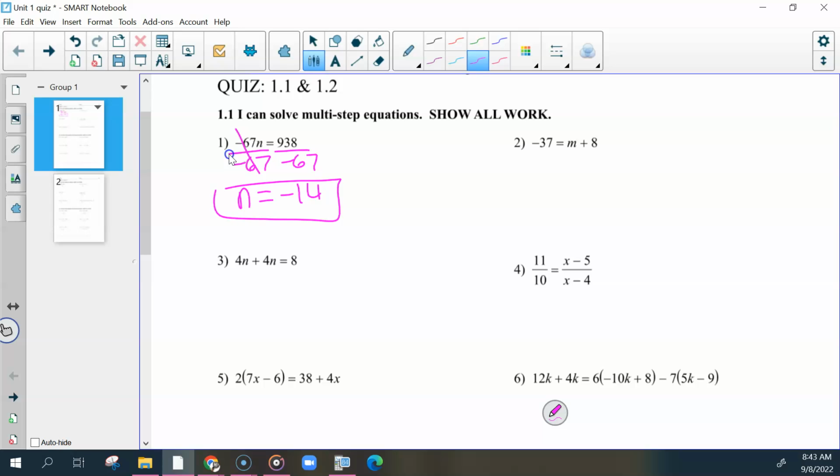For number 2, get n by itself by subtracting 8 to the other side. Combine these, so negative 45 equals m, and that's all you had to do for that one.